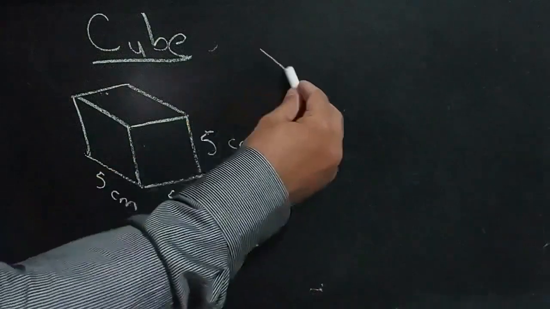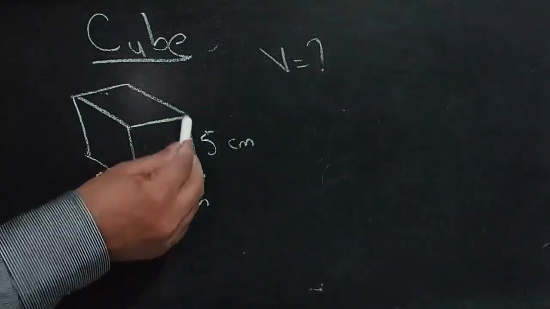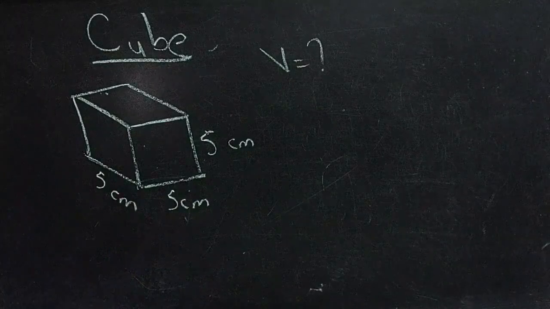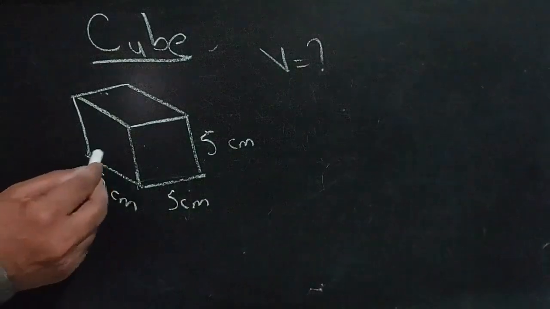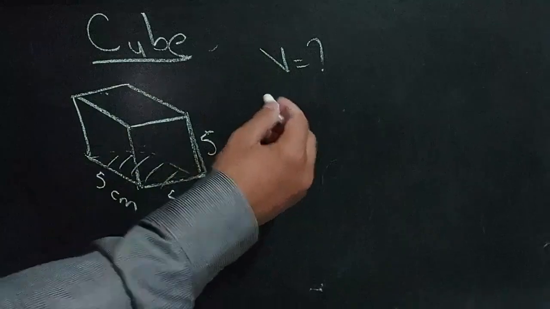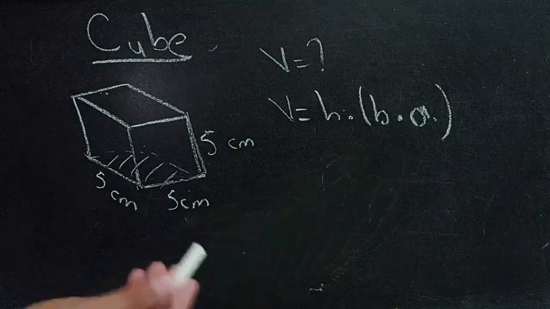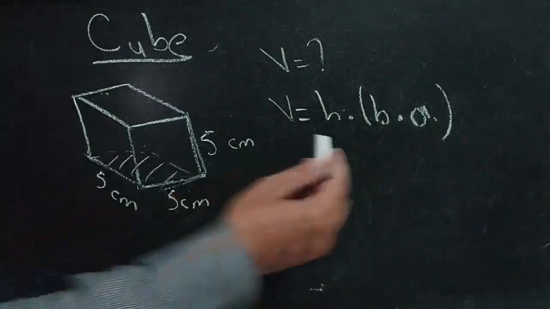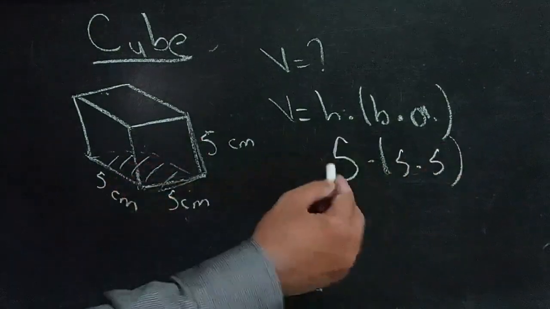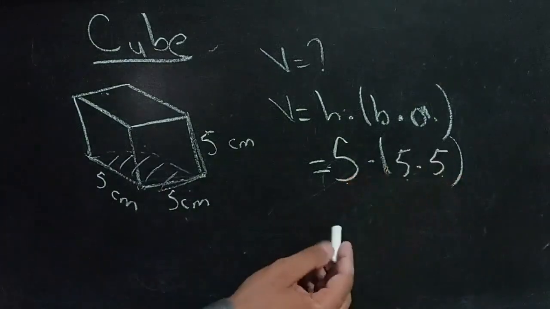Alright, now let's have a look at the volume of cube. Cube is a special shape. When you have all sides the same, we call this prism a cube. So what was the formula? Height times base area. Base is 5 times 5. So write 5 times 5, and height is 5. And I see 5 times 5 times 5, which is 5 cube.